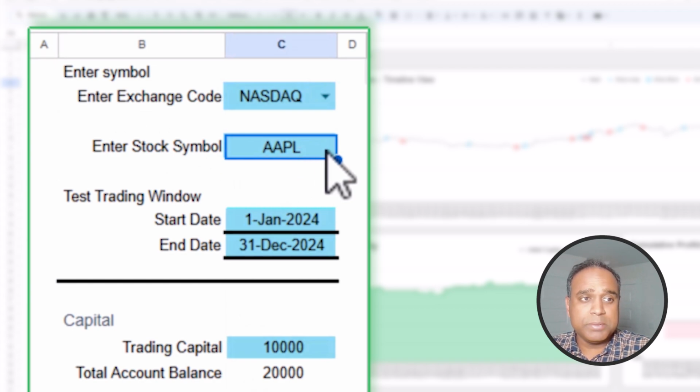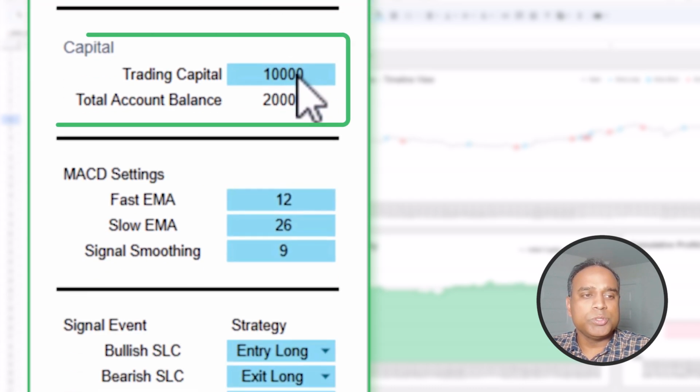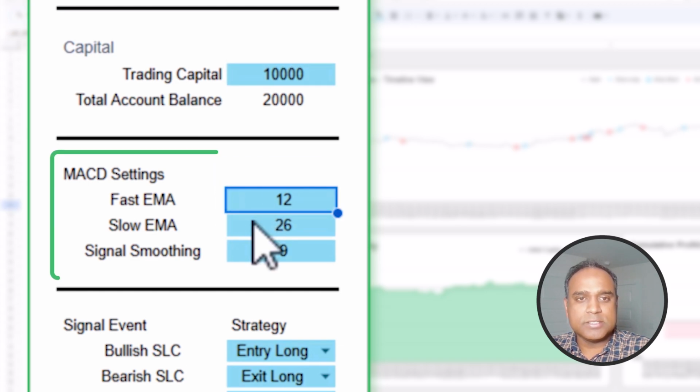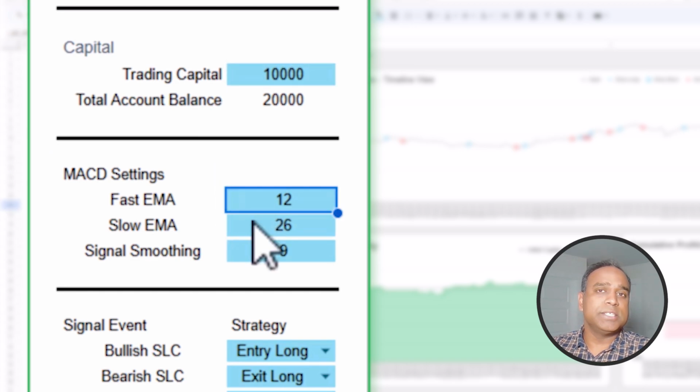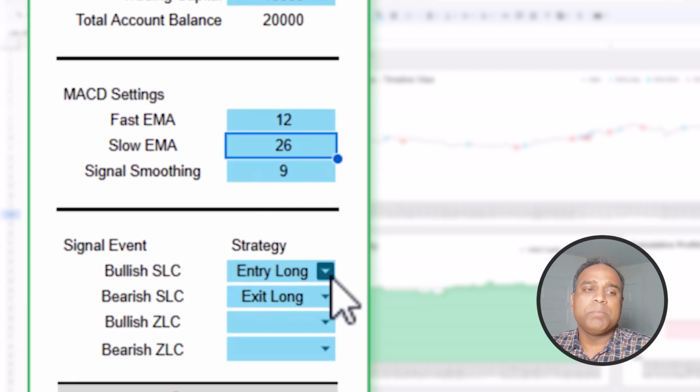I have entered Apple, and then I can choose a specific trading window, choose the amount of capital that I want to invest in this specific strategy, and the MACD settings, if you're familiar with MACD. Otherwise, I'll link you to a specific video where I have explained the different settings for the MACD technical indicator. And you can also control what type of strategy actions you want to take.